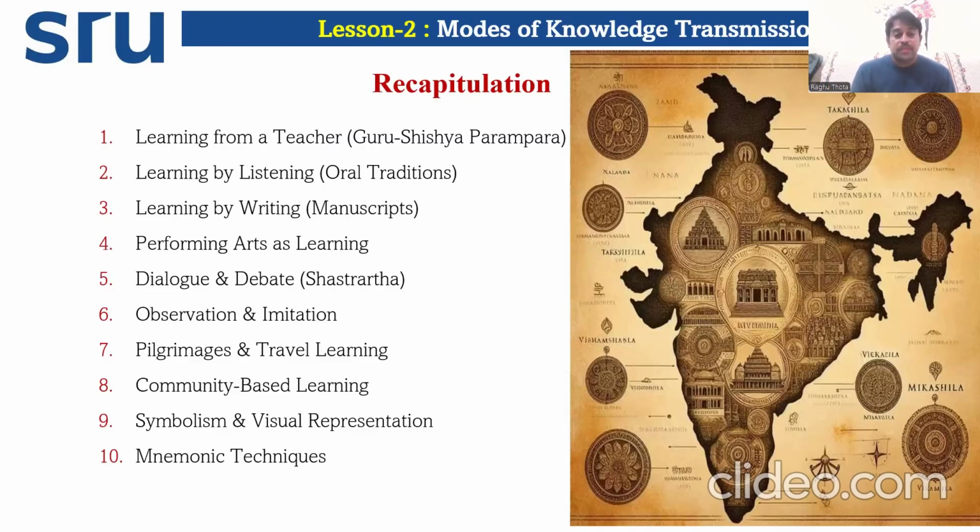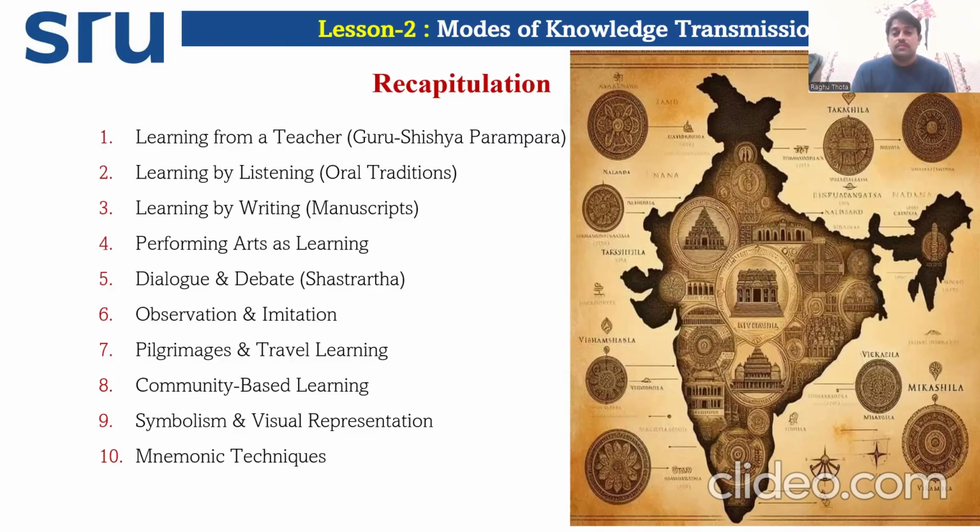Observation and imitation. Pilgrimages and travel learning. Many ancestors were very interested in going to different places in the name of pilgrimages, so that they could share their culture and knowledge among different people, and different cultures could be understood by each other. Not only that, whatever knowledge they had, they would transmit to different people when they met each other. Travel is one of the best ways of transmitting knowledge in ancient times.